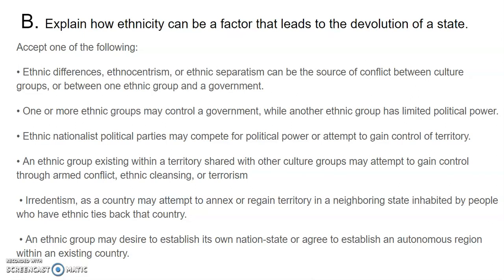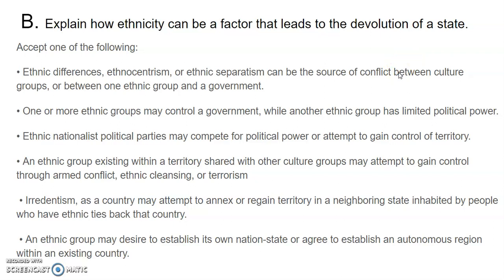So an ethnic group may want to establish its own nation state, or they may agree to establish an autonomous region, so one that acts independently within an existing country. So all of these are ways that ethnicity can be a factor that leads to the devolution of the state. So again, please take a look at your peer's answer here. Read through, make sure they have identified what about the ethnicity. Was it ethnic differences? There are one or more ethnic groups, ethnic national political parties, that there's more than one ethnic group in a particular area and one wants to get rid of that.